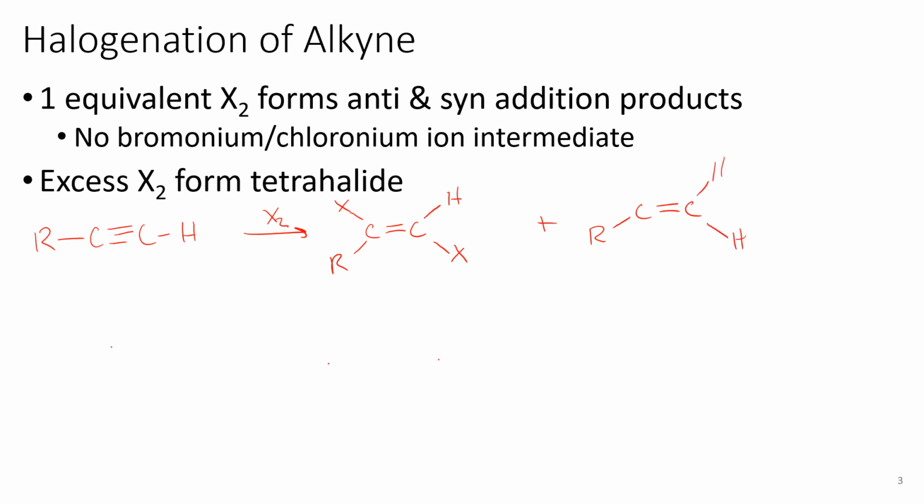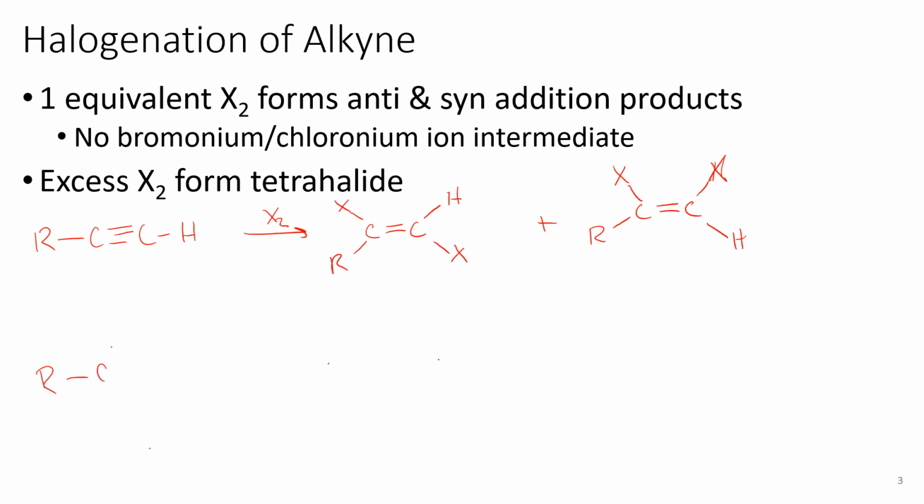So anti is where we're going to see the two halogens add to opposite sides, like we talked about with the alkene going into the alkane, that nice anti-addition. Syn addition implies that the two X groups are on the same side. They add to the same area. And this is just because of the mechanism, and that we do not produce the bromonium or the chloronium ion intermediate like we did on our previous slide.